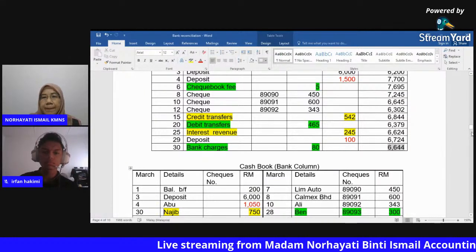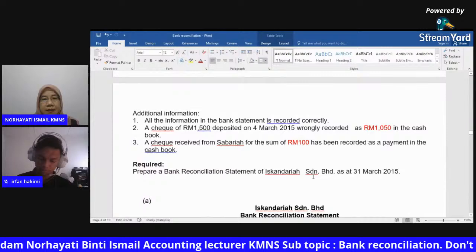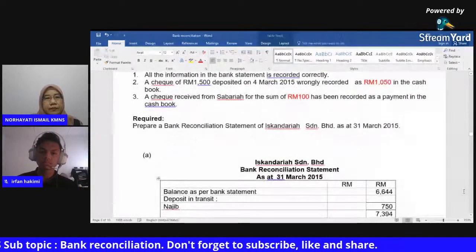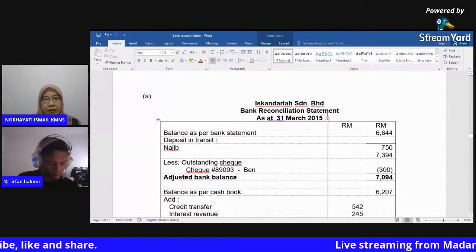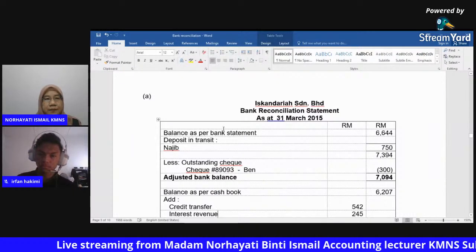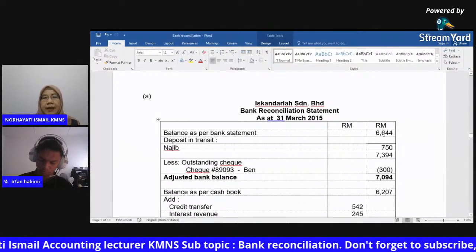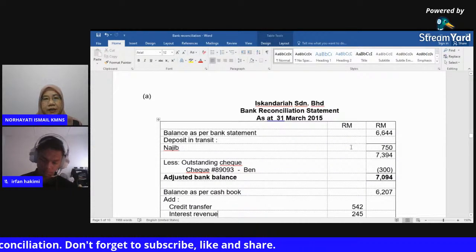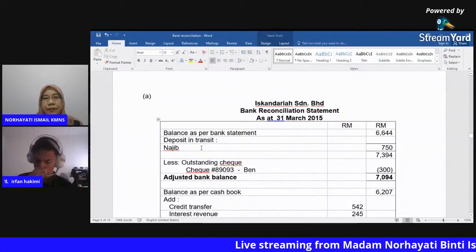So now we have to prepare the bank reconciliation for Iskandariah Sendirian Berhad. Now, look at the answer for Iskandariah. Number one, must have the title for the company, bank reconciliation statement as at 31st March 2015. So we must start with the balance as per bank statement. This one is the ending balance from bank statement, 6,644, and add deposit in transit Najib 750. This one means that we have recorded in the cash book but not recorded in the bank statement. So we have to add in the bank statement.